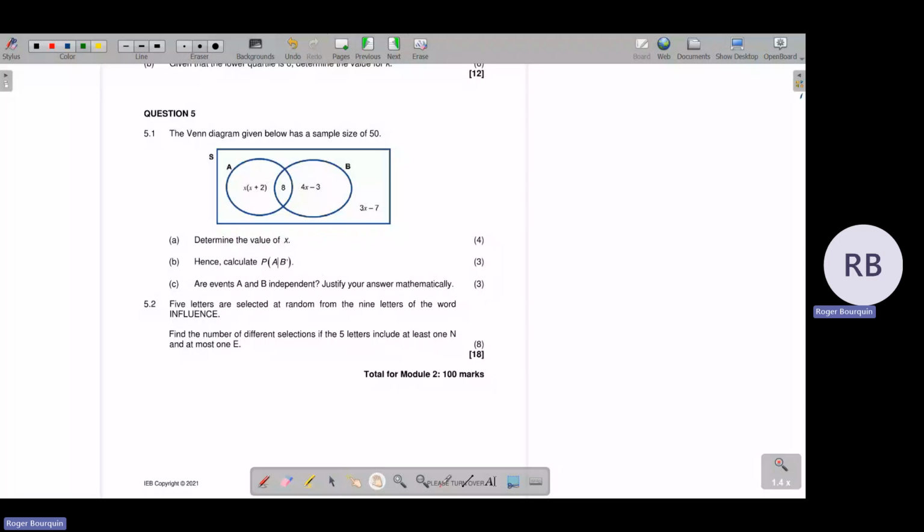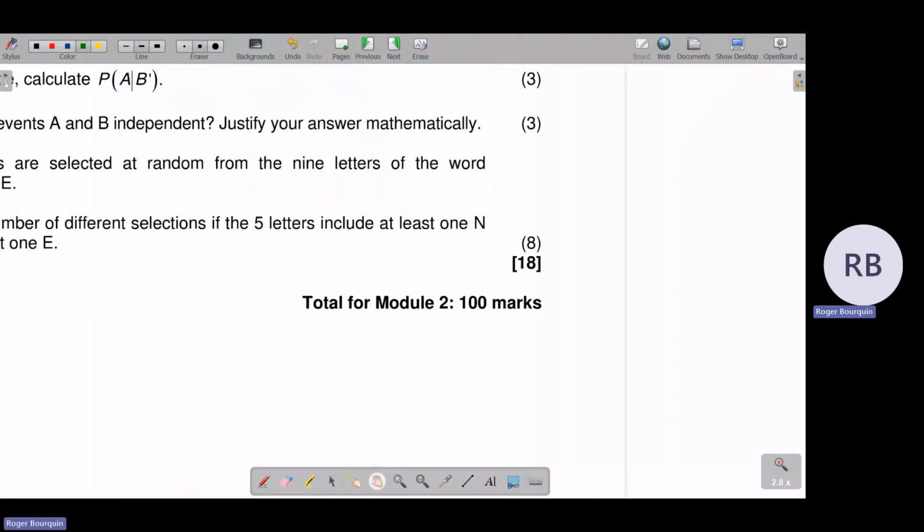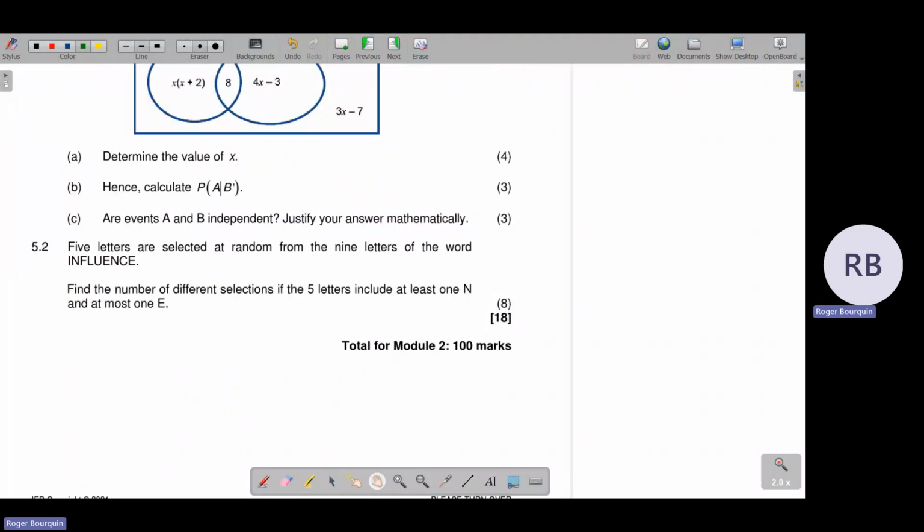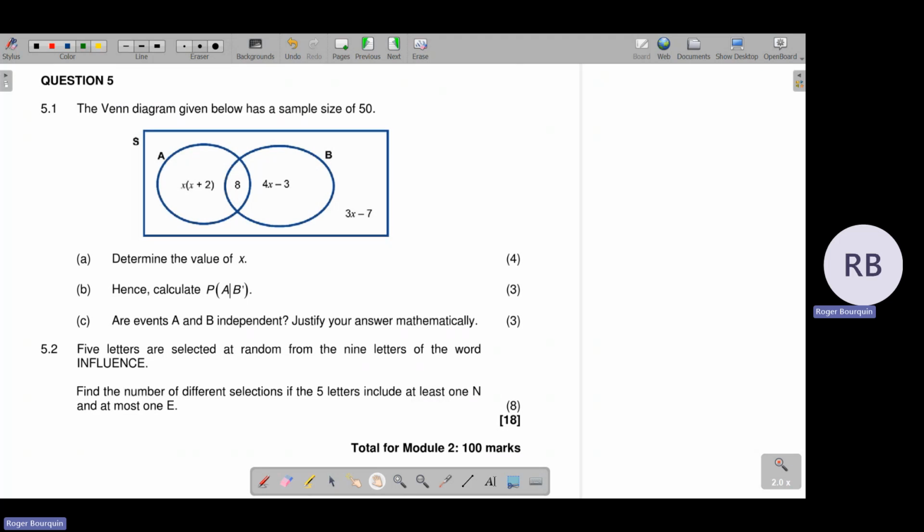Let's do quickly this question over here. It says the Venn diagram below has a sample size of 50. First question A is go find the value of X. And so we're going to say, well, all of these things have to add up to 50. So that bit, that bit, that bit, that bit.